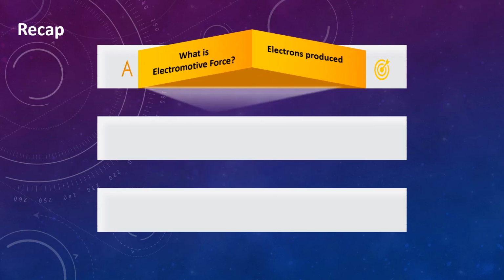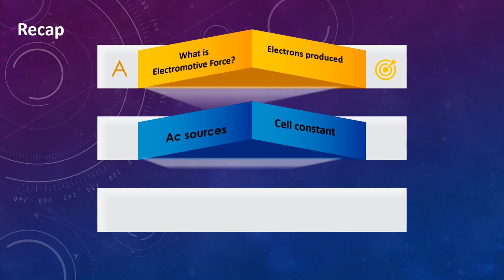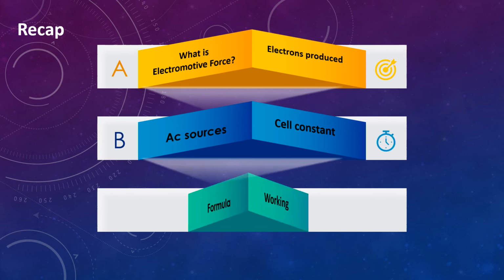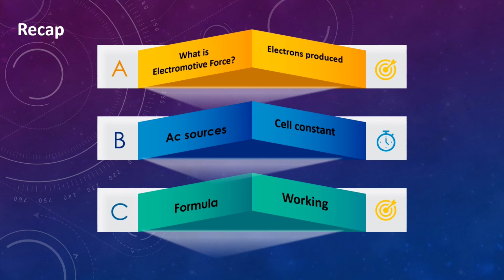So to give a recap, you learned about the electromotive force and electrons produced. AC source and cell constant value calculation. Then the formula, working and construction of the Wheatstone bridge. I can give only a small introduction. This is not much important in your syllabus.